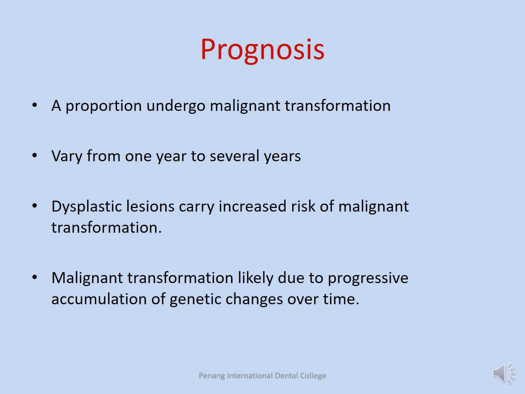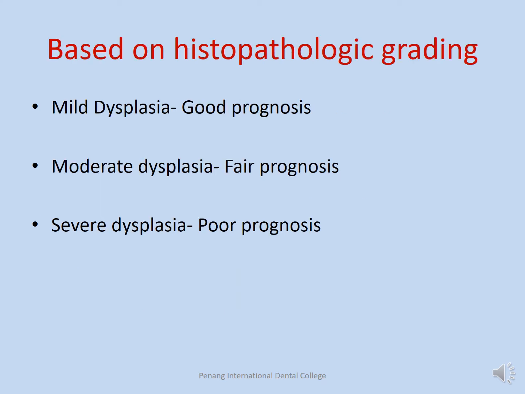Malignant transformation is likely due to progressive accumulation of genetic changes over time. Right? So based on the histological grading, mild dysplasias have good prognosis. That means there is a very high chance that, if the patient stops the habit at this point, the lesion can reverse and the patient has less risk of developing oral cancer.